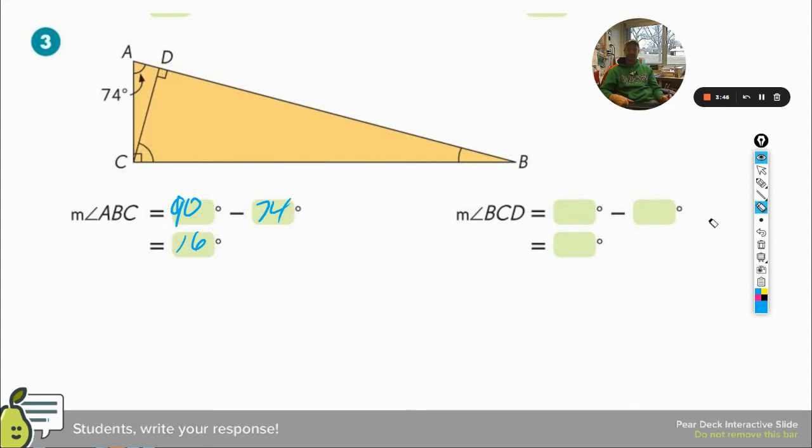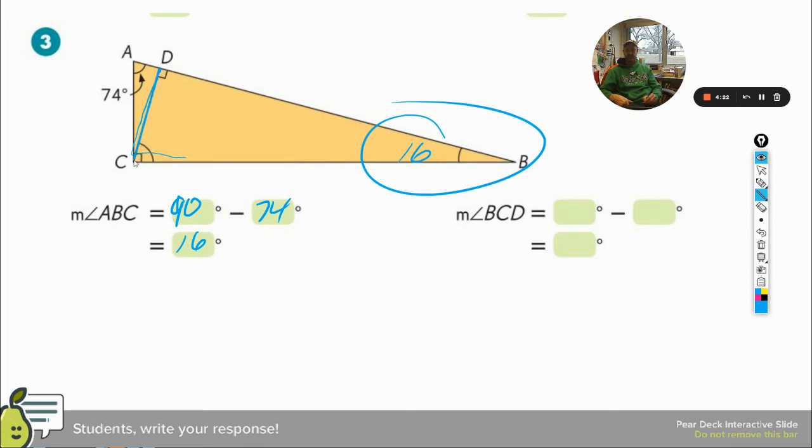Then it's asking for the measure of B, C, D. We just figured out that A, B, C is 16. I always like to label, not just put the answers here, but write my angles in the shape whenever I can. So B, C, D. Now we've got this triangle right here. Let me go with a thicker line so you can see what we're doing.